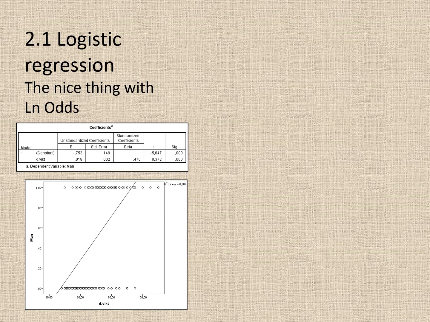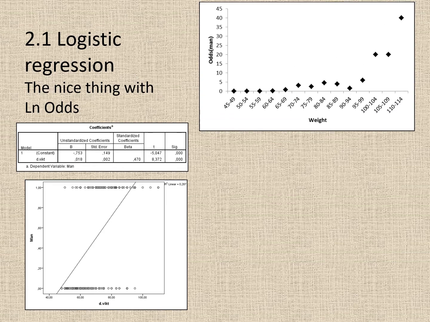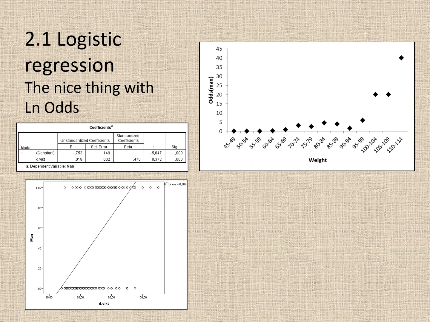So let's have a look. I group them into different groups here according to weight, and then we calculate the odds of being a man in different weight categories, and it looks like this. So the odds of being a man among those who have very low weight is very low, and then it increases a bit. Among the heaviest here, the odds of being a man is very high.